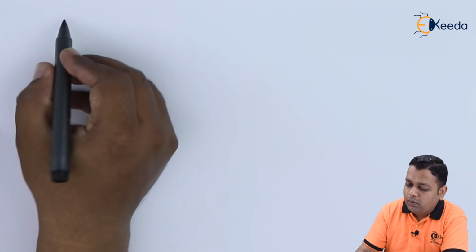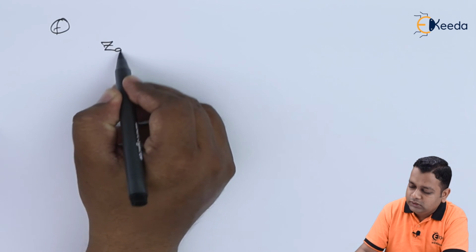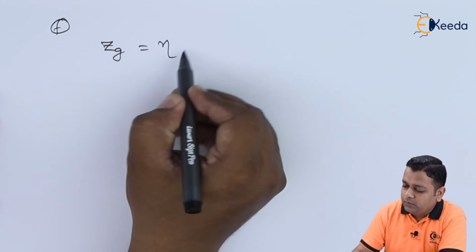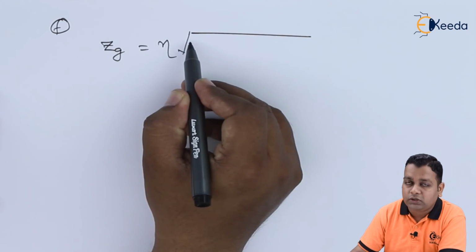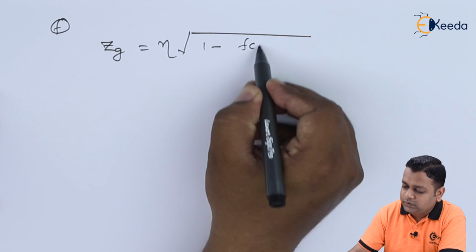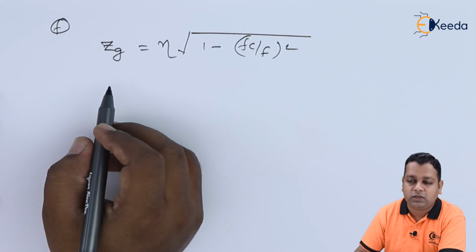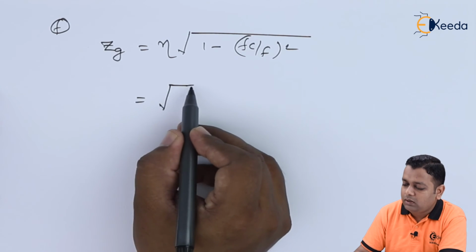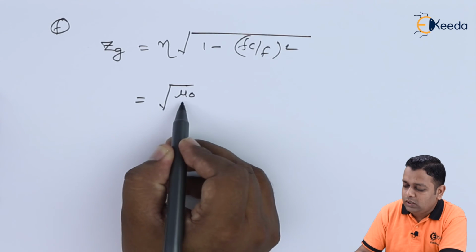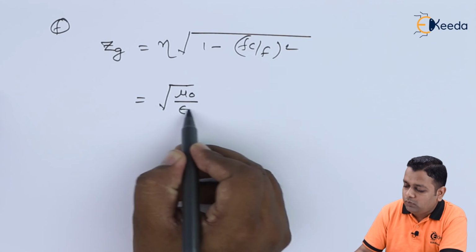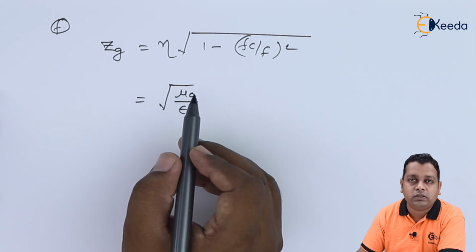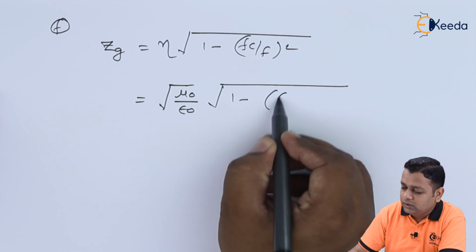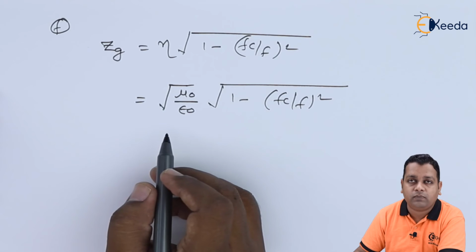So therefore in part F we compute Z suffix G, and for this we take the help of a formulation in terms of eta in multiplication to the square root of 1 minus fc by f, bracket squared here. So eta is the intrinsic impedance. Generally for the air dielectric, we represent it as square root of mu 0 by epsilon 0. In general we represent square root of mu by epsilon here. So this will be in multiplication to 1 minus fc by f, bracket squared here.